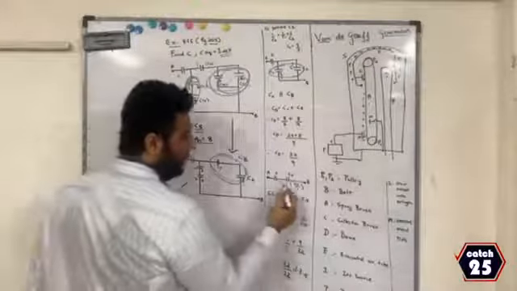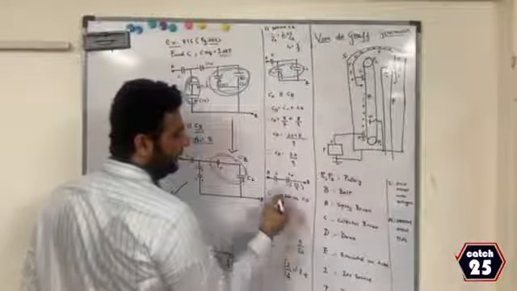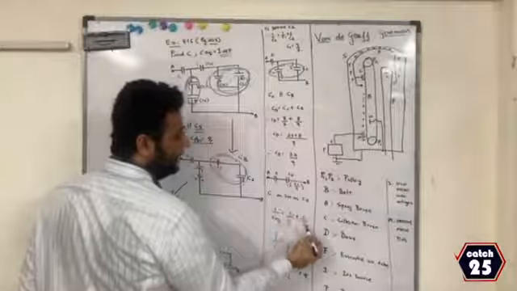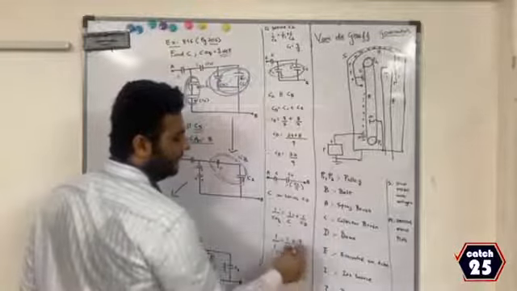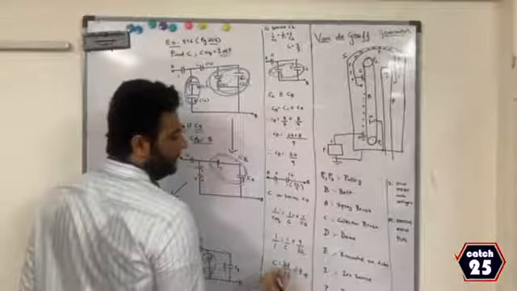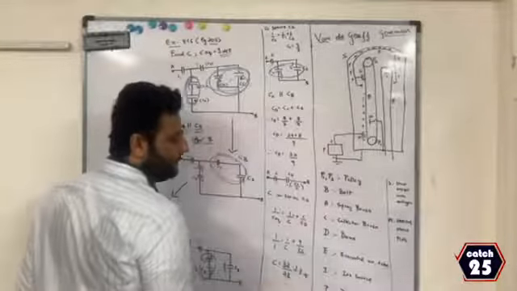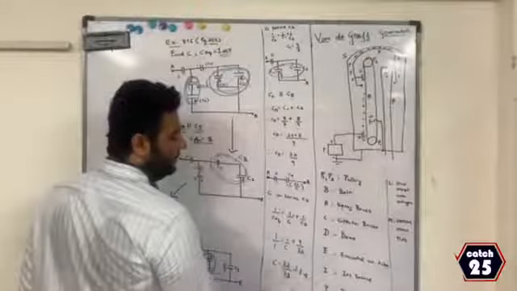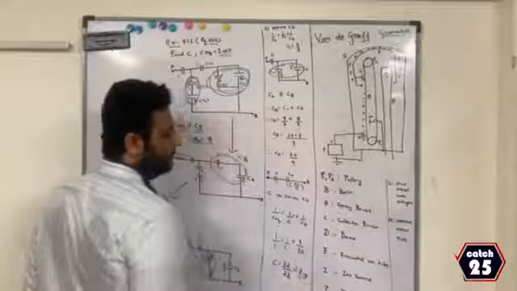Therefore, both are in series. Therefore, 1 by C equivalent is equal to 1 by C plus 1 by 32 by 9. It is 9 by 32. Take 9 by 32 over here. Therefore, you will get 1 by C as 23 by 32. C will be 32 by 23, which is nothing but 1.3.